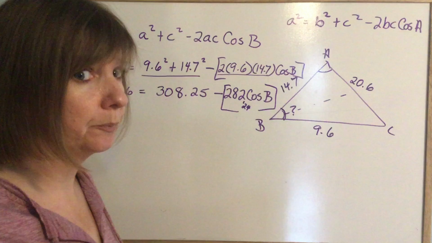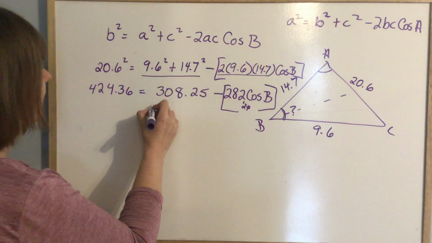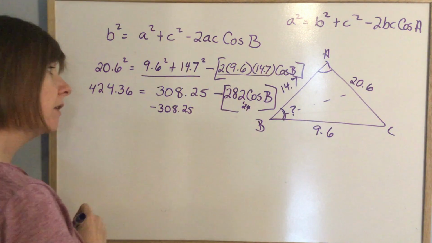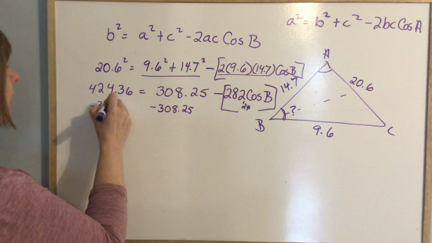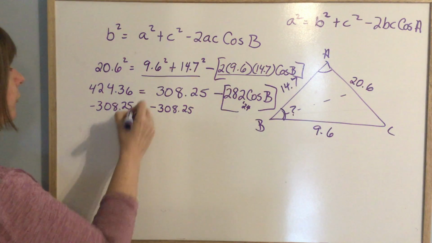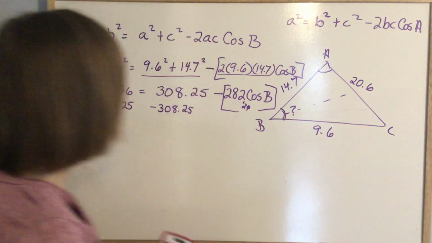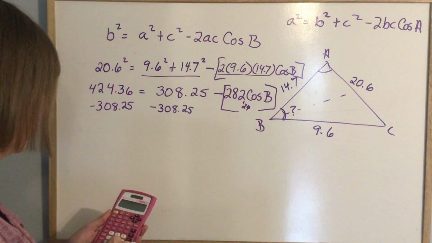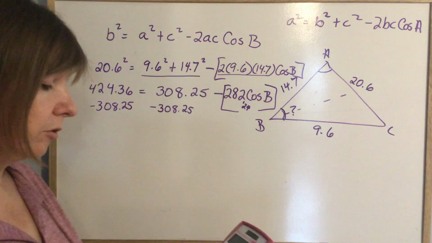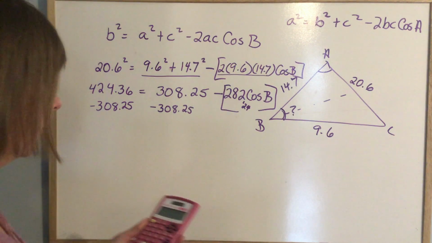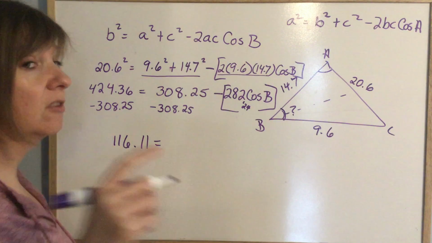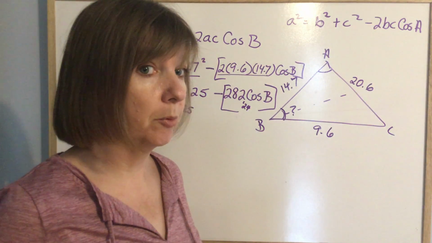So what can I do? What I can do is subtract 308.25 from this side. So if I do 424.36 and I subtract 308.25, I get 116.11.